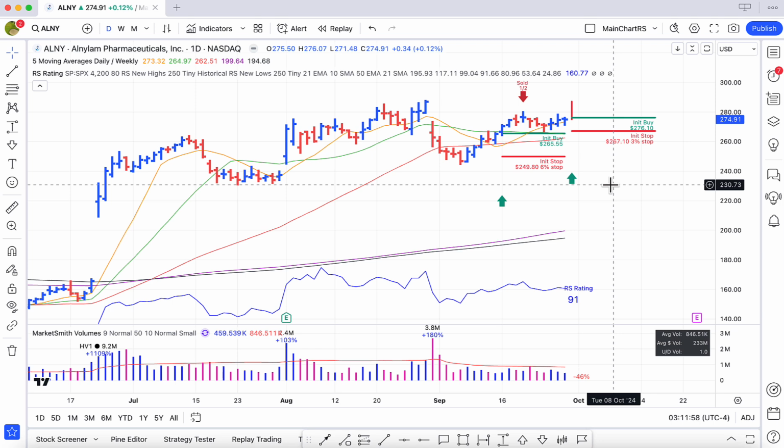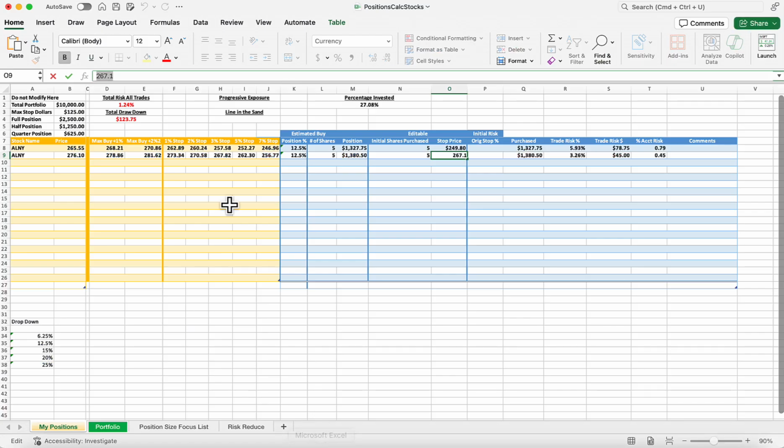Well, I hope this was helpful, and I hope that answers a few of the questions regarding managing different trade legs using this spreadsheet.